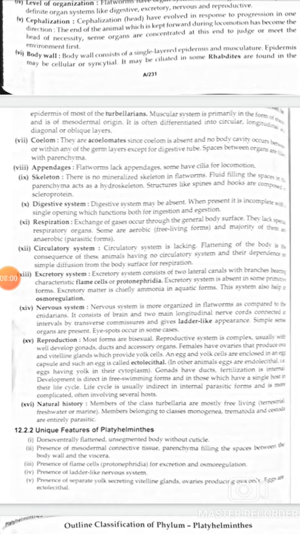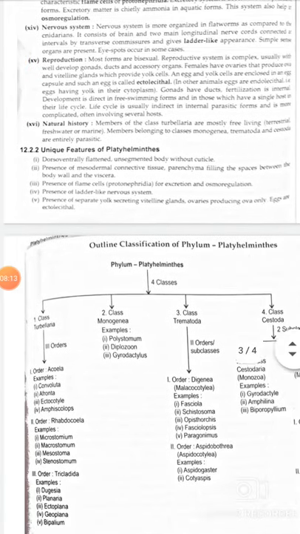Next is the presence of a ladder-like nervous system. And last is the presence of separate yolk secreting vitelline glands. Ovaries produce ova only, and eggs are ectolecithal.